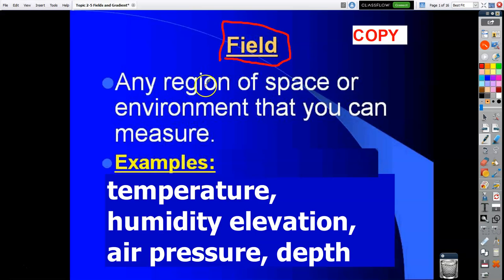So a field is any region of space or environment that you can measure. And these are some examples of fields, things you would measure in science. Temperature, how many degrees it is outside. Humidity, what percentage of the air is full of water vapor. Elevation, the height above sea level. Air pressure, how many millibars of pressure it is outside, whether it's a cold high pressure day or a warm low pressure day. And depth, maybe the depth of a lake or the depth in meters of an ocean. Something that you can measure is a field.